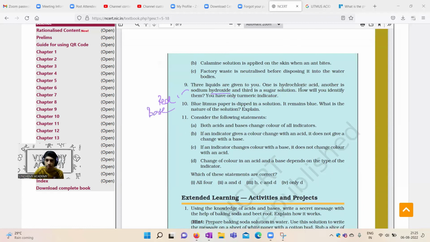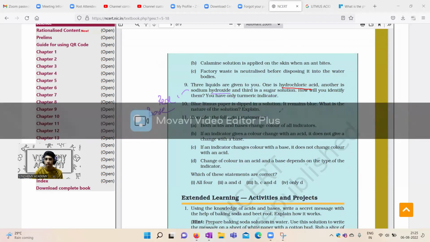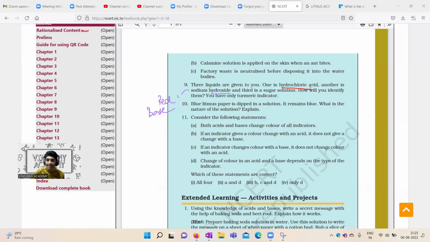Now the other two will still be yellow, right? Now I can't surely say whether this is an acid or a neutral substance. We can't surely say whether it's acid or neutral. We can just say it's not a base.